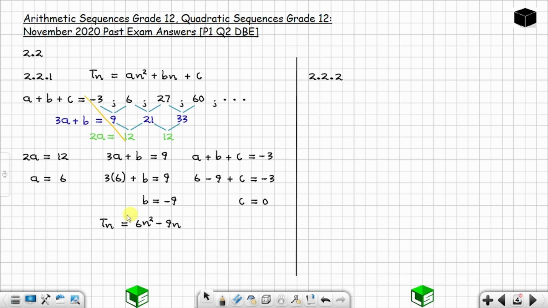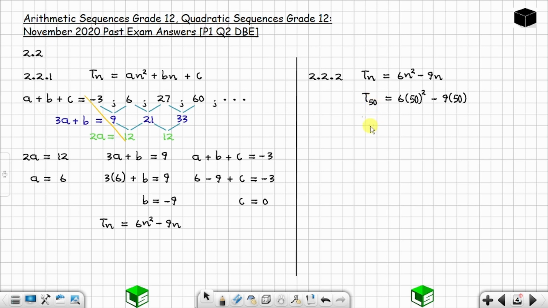So you have Tn is equal to 6n squared minus 9n. And you need to get T50. This is what the question is asking you. Calculate the value of the 50th term. So this is equal to 6 times n, and you plug 50 there. Remember, it is squared. Minus 9 times n, so you have 9 times 50. You plug 50 in the place of n, because you are trying to get T50, the value of the 50th term.